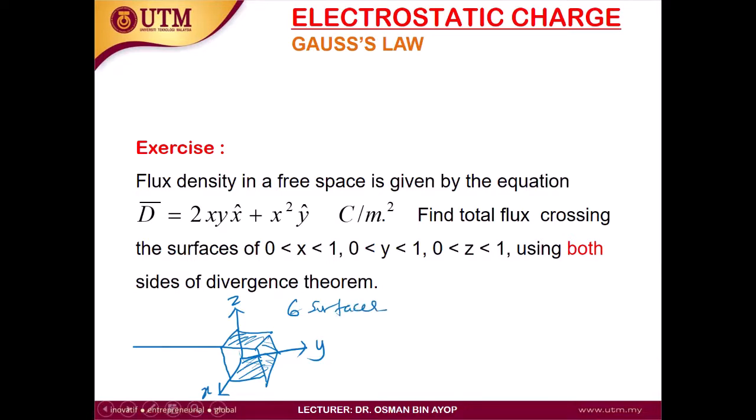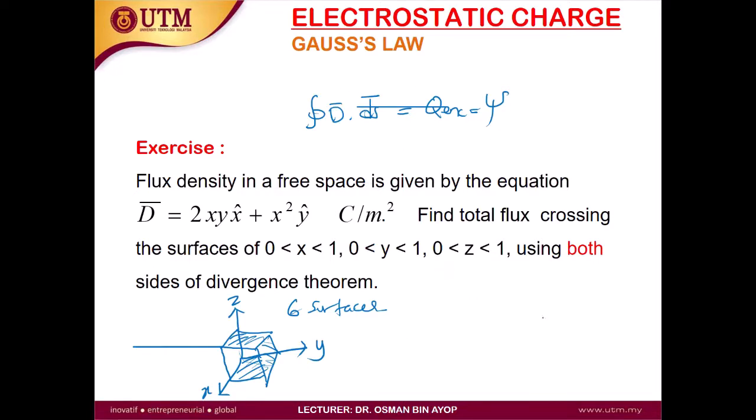So you can see how difficult it is if you want to integrate all the 6 surfaces, because we have the closed integration of D dot dS equal to Q enclosed, or equal to flux, because we want to see the flux across all the surfaces of our cube. So you have to integrate part by part. So we have the 6 parts, 6 surfaces, to find the flux.